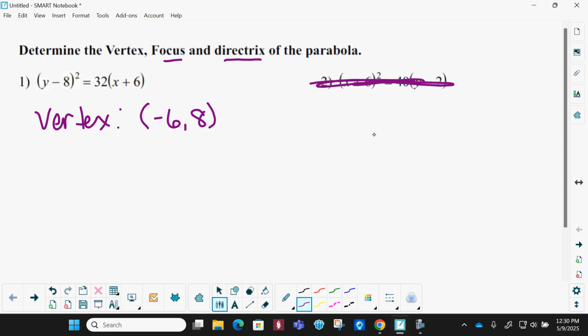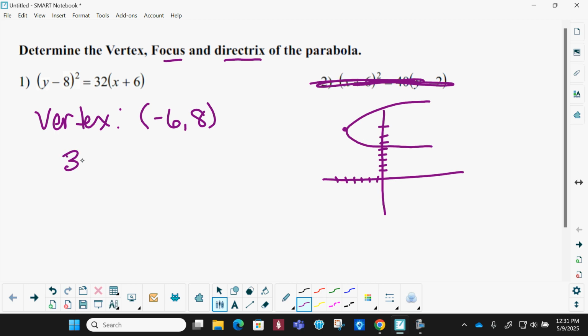graph. Okay, so 1, 2, 3, 4, 5, 6. 1, 2, 3, 4, 5, 6, 7, 8. So let's go ahead and get my vertex right here. Remember, y squared opens left or right. Because the 32 is positive, it is going to open to the right.